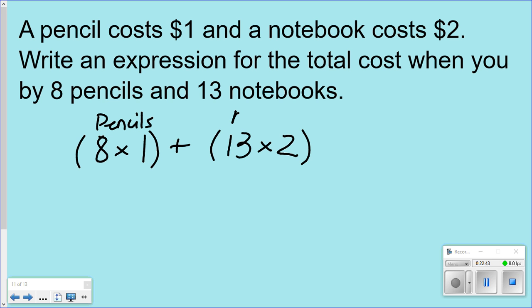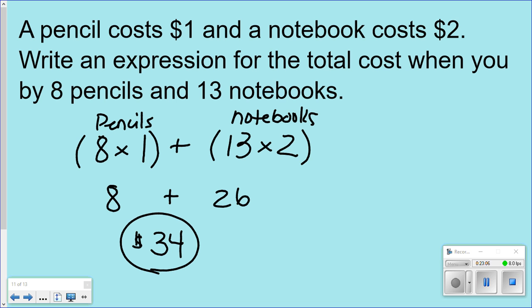Here are my notebooks. And if I want to know how much they're going to cost altogether, then I would evaluate. If it says write and evaluate, you might have to solve it too. If we have to evaluate, you do 8 plus 26. 13 times 2 is 26. Add them together, you're going to get $34 for pencils and notebooks.